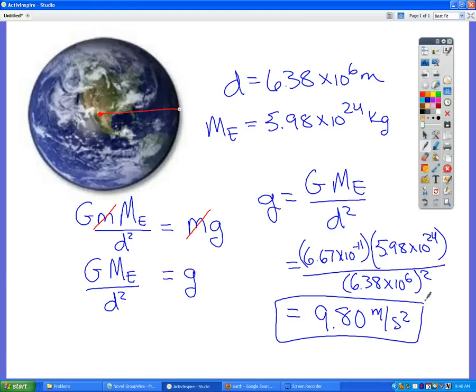For part B, it says, when Timba eats his lunch and his mass increases, does this change the acceleration due to gravity? No. If you remember, your mass does not matter. What matters is the mass of the planet, or of the larger object of the two. And that's the end of this example.